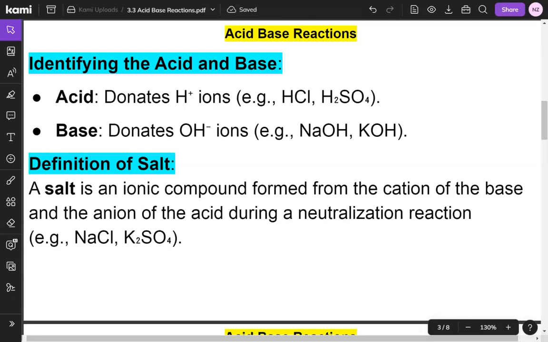What's left over is a salt, which is an ionic compound, which forms from our cation and our anion that are left over from our acid and base, kicking out hydrogen and hydroxide. So examples of salts are sodium chloride and potassium sulfate.